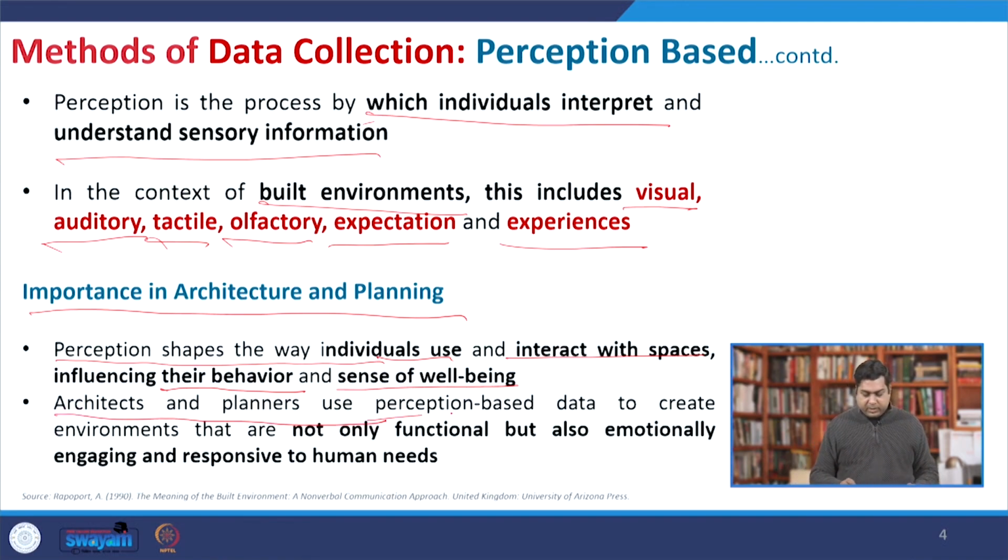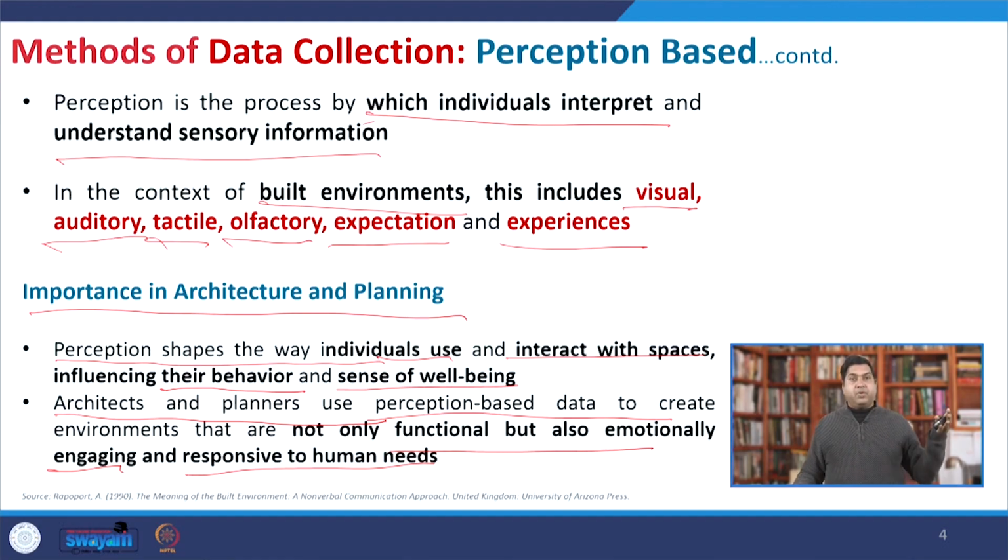Architects and planners use perception based data to create environments that are not only functional but also emotionally engaging and responsive to human needs. Even if we take a small building design, in that case also we try to take the perception of the clients. Probably the clients had certain imagination, certain expectation within that particular space, and with different alternation of the forms, the spaces and the interrelationship among them, you can bring out something which can meet their expectation. That is what normally the architects do.